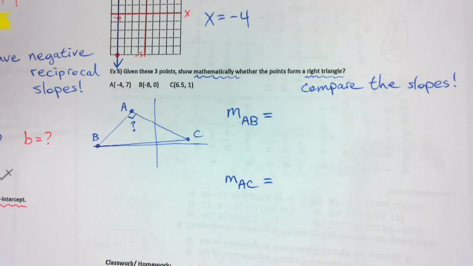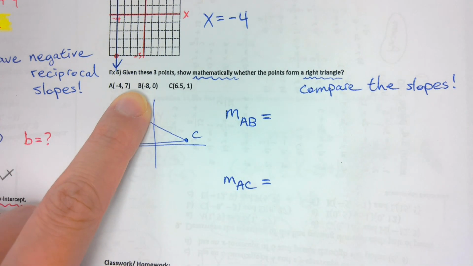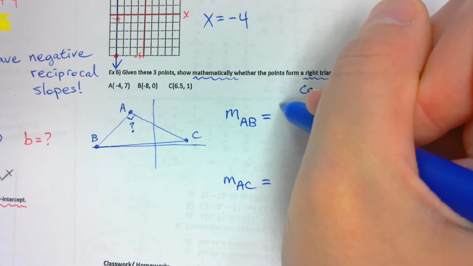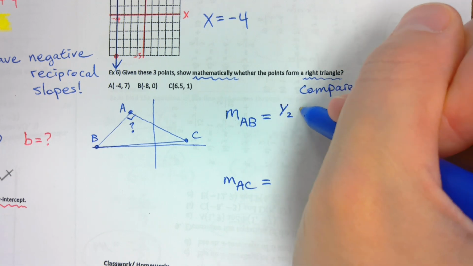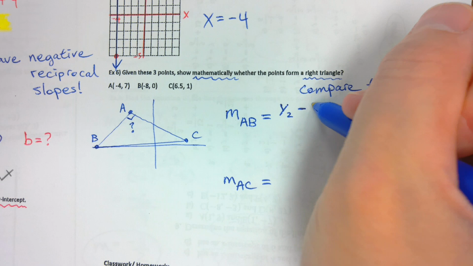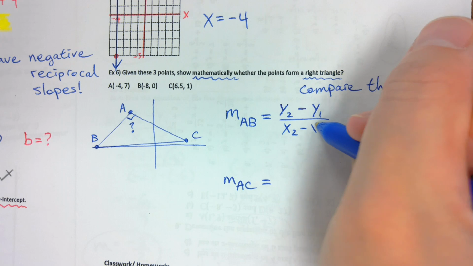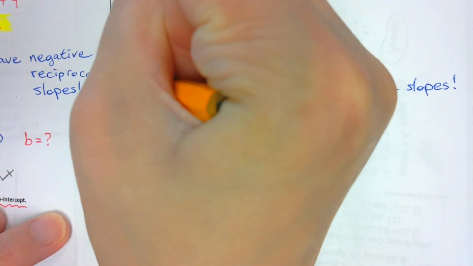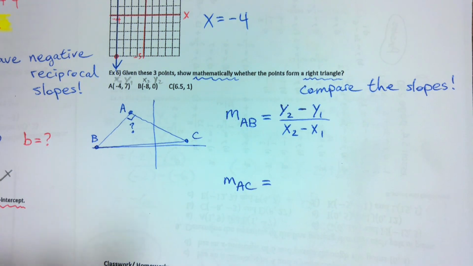Okay, so the slope between AB. What was the formula again for calculating slope? M equals y2 minus y1 over x2 minus x1. Right. Okay. So if I write it out, x1, y1, x2, y2, I can sub it in.